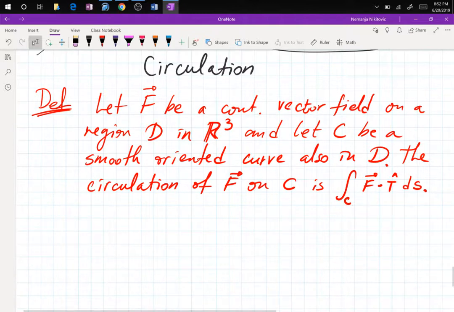does the sun have circulation? Remember what it emits? It emits radiation in terms of rays. So the sun is a radial vector field, right? Produces a radial vector field. What's the circulation for something like that?